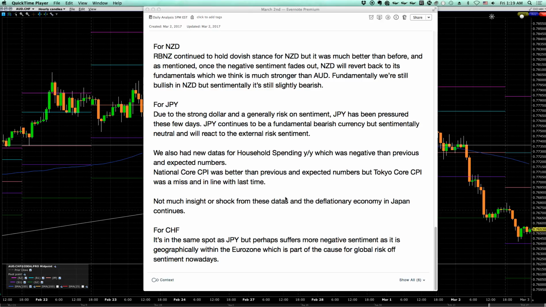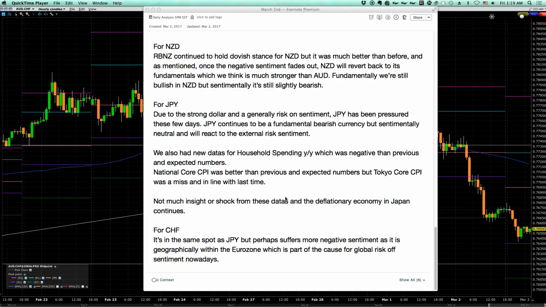It's doing better, but way, way below the target. That means that the quantitative easing will continue. That means that Japanese yen will still be a fundamentally bearish currency. Now, sentimentally, of course, it's neutral because of the safe haven inflow.